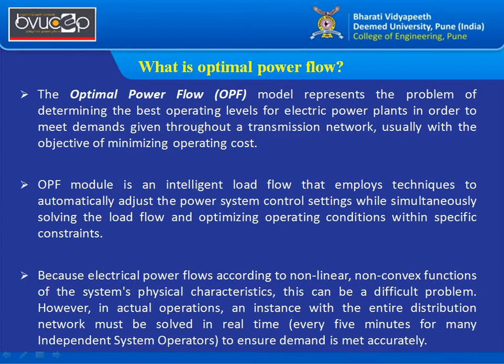So let us quickly go to the definition or the statement. What do you mean by optimal power flow? It represents a problem of determining the best operating levels for electrical power plants in order to meet the demands given throughout a transmission network, with the objective of minimizing operating cost. Here two things are to be highlighted: the best operating levels, the levels that we are going to consider for the control variables that are going to be maintained while satisfying the demands.